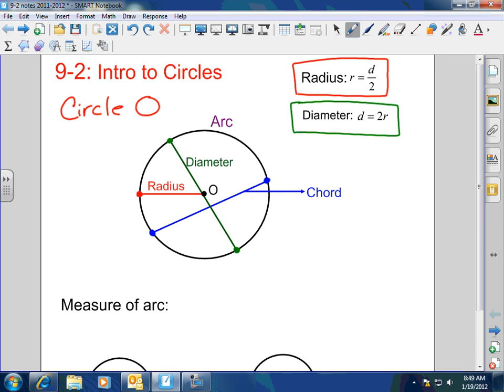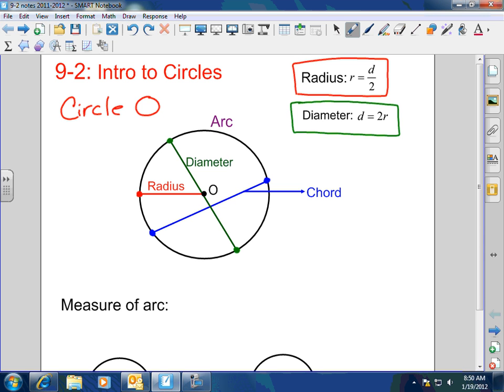But a chord is not a diameter. Yes, sir. The definition of chord also that it can pass through the middle? Yes, a chord's definition is a line segment that goes from one endpoint of the circle to another endpoint of the circle without going through the center. So relax. So a chord can never be a diameter.